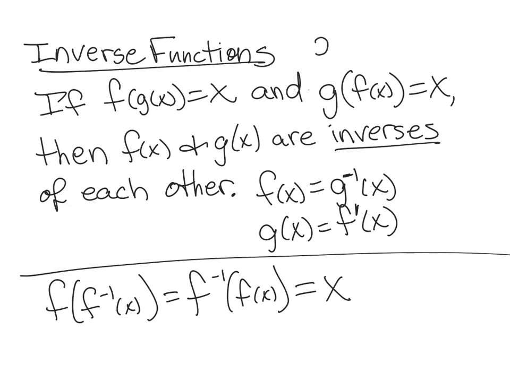Now we're in 2.7, inverse functions. If you plug one function into another and you get x as your answer, and you can do it the other way and you get x as your answer, then these two functions are inverses of each other. And we write inverse with a superscript. This would be read "g inverse of x." And this is just showing that f and g are each other's inverses.